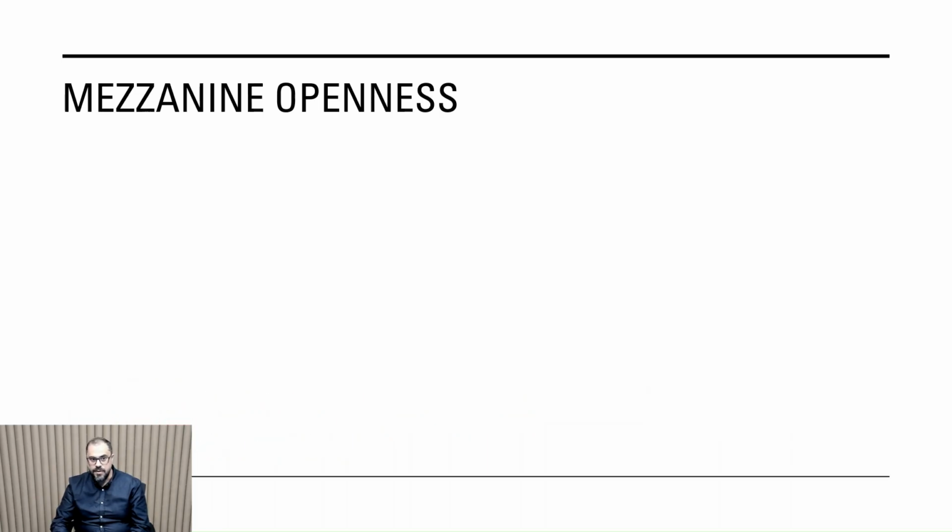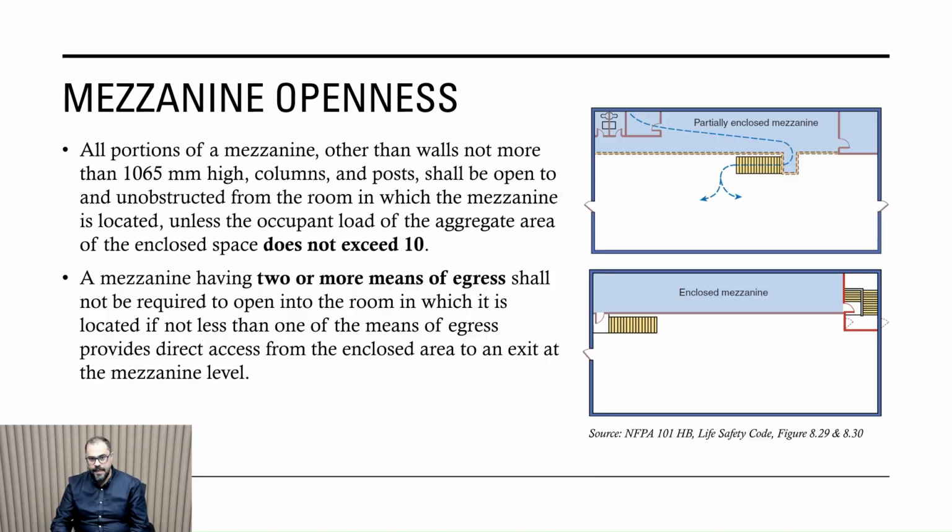Now, we are talking about the openness. The main point on the mezzanine is that the occupants in the mezzanine should be aware if a fire happens in the floor below. All occupants should recognize the fire: hear, smell, and see the fire in the floor below. That's why the openness is a very important and critical requirement to be considered.